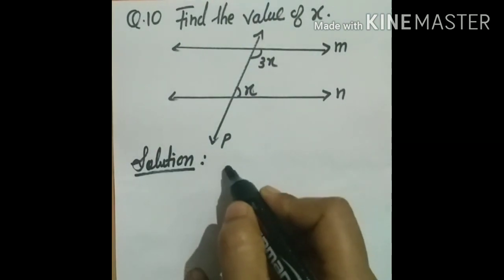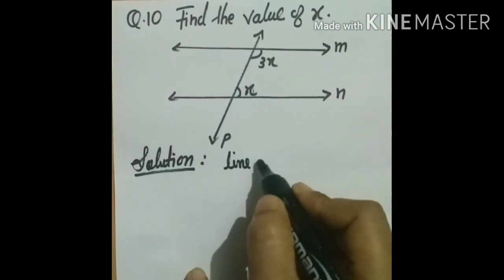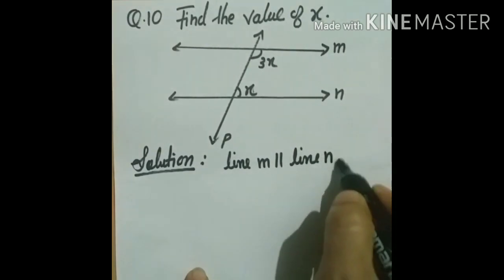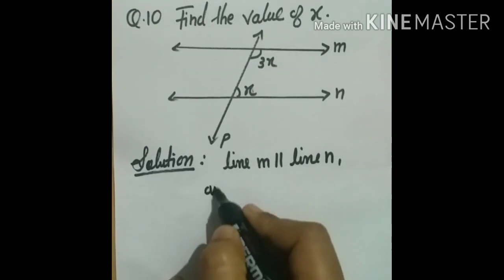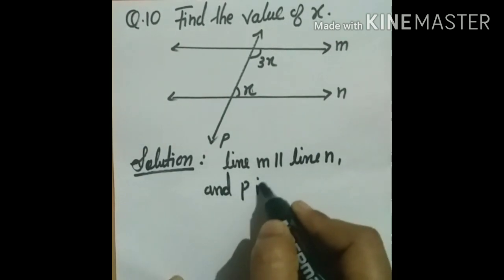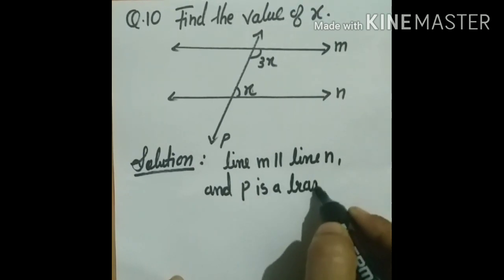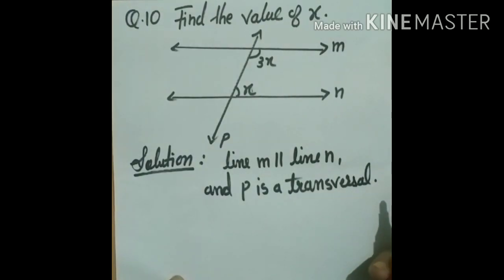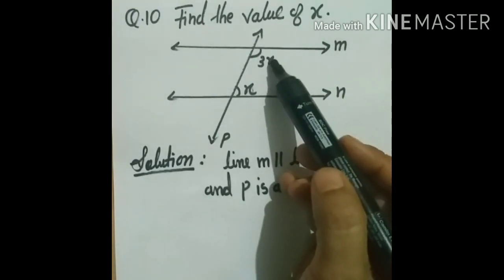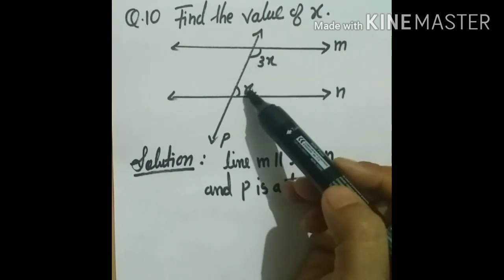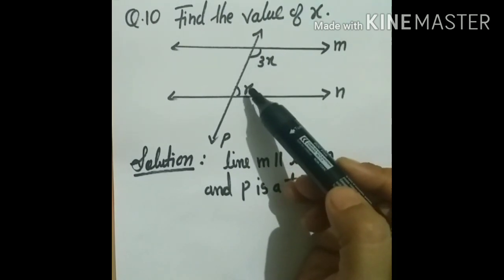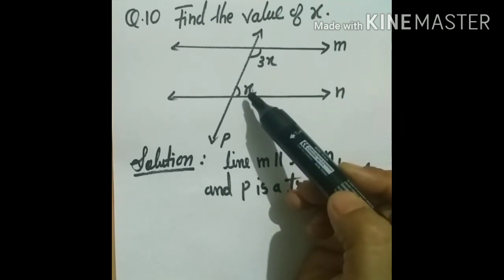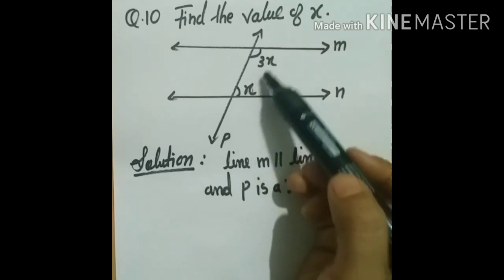So write down line M parallel to line N and P is a transversal. Okay children, now next, this 3x and x, these two angles are known as interior angles. Interior angles are always children supplementary. Supplementary means 180. Okay children, 180 degree.